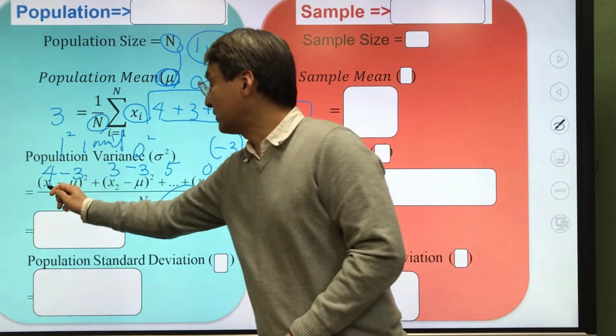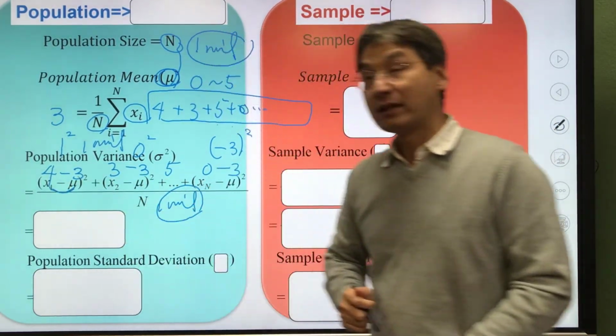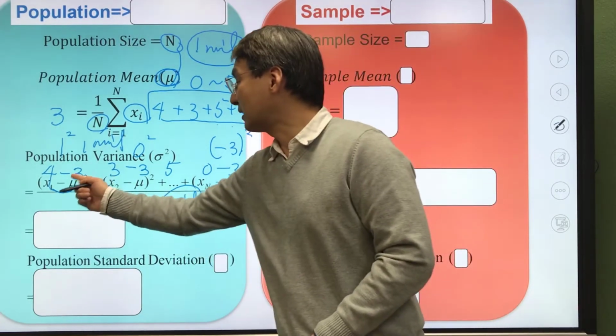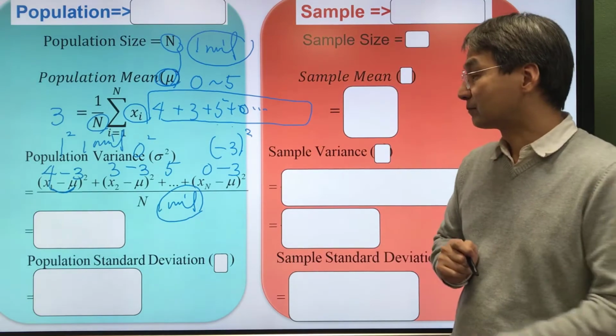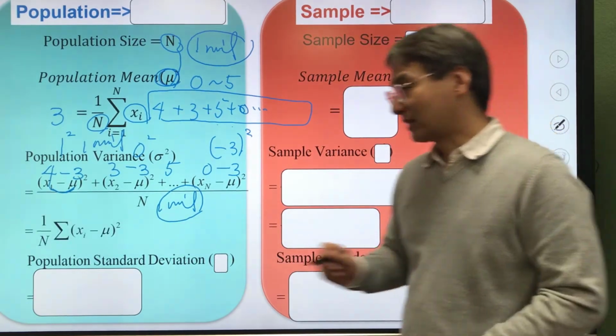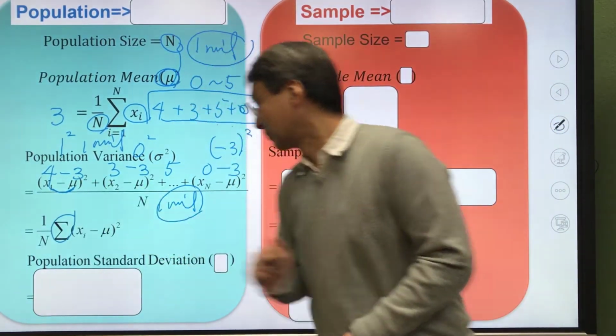We squared the deviation, so this difference is called a deviation. We squared it so that a negative deviation becomes a positive. That's the purpose of squaring each term. And this is the mathematical notation with a sigma.